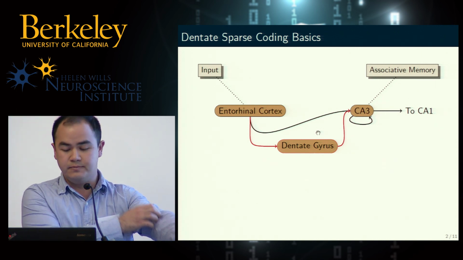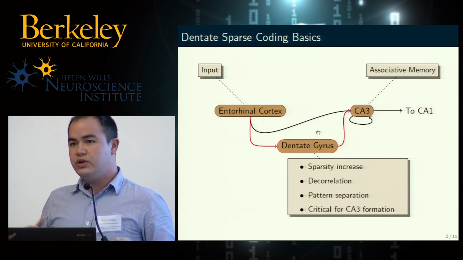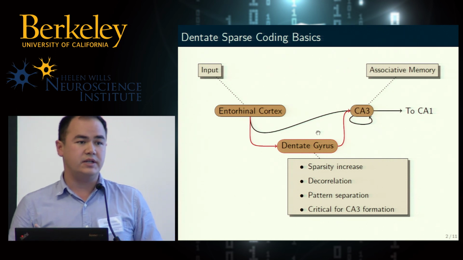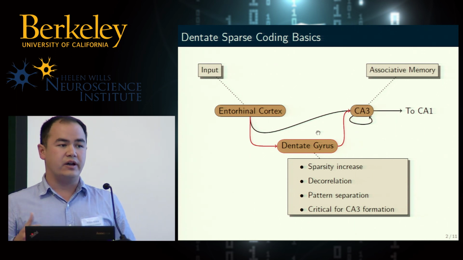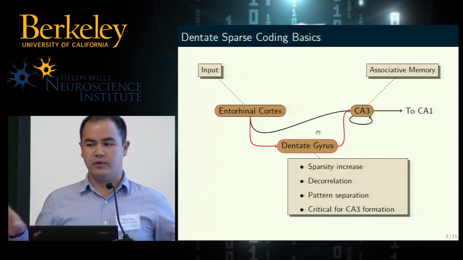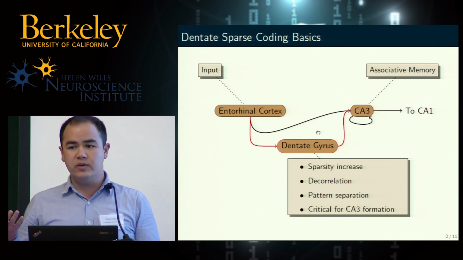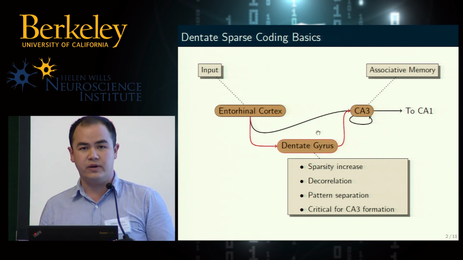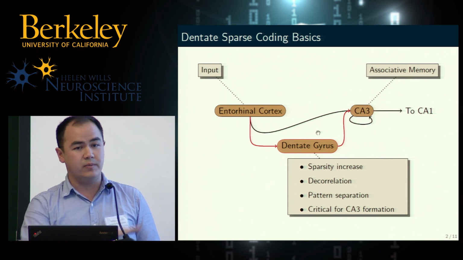This path is differentiated from the direct path because when you look at the signal going through it, there's an increase in sparsity and inputs are decorrelated. Okay, the common theory is that the dentate gyrus does some form of pattern separation. That is, two similar inputs come in and then they're sufficiently separated when they come out. Okay, and there's been an information theoretic argument that this action is necessary for proper formation of a CA3 network downstream. Okay, so that's what we're going to be looking at and modeling, this coding behavior.